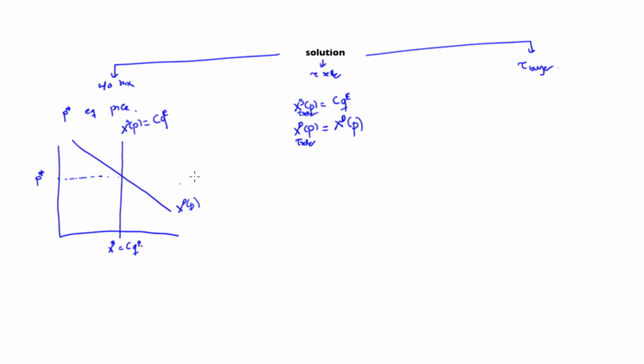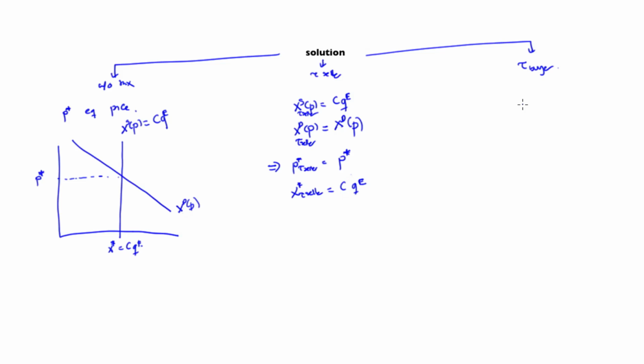So since the demand and supply are not affected, this implies that P star, when the tax is on the seller, is just P star. And clearly, since the supply is vertical, X star, when the tax is on the seller, is also Q^E.